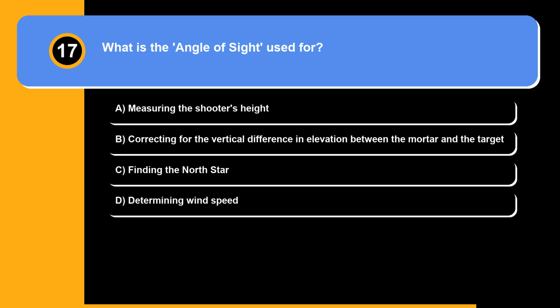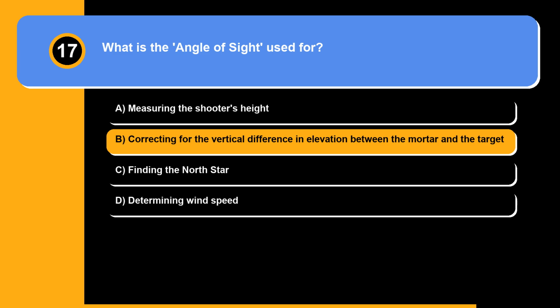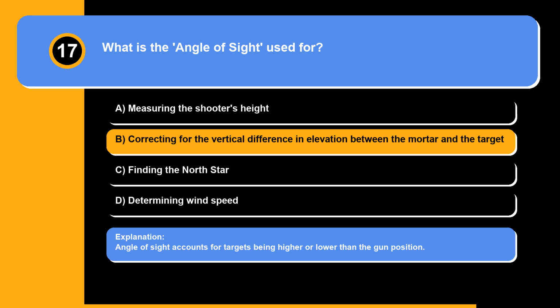Question 17. What is the angle of sight used for? A. Measuring the shooter's height. B. Correcting for the vertical difference in elevation between the mortar and the target. C. Finding the North Star. Or D. Determining wind speed. The correct answer is B. Correcting for the vertical difference in elevation between the mortar and the target. Angle of sight accounts for targets being higher or lower than the gun position.